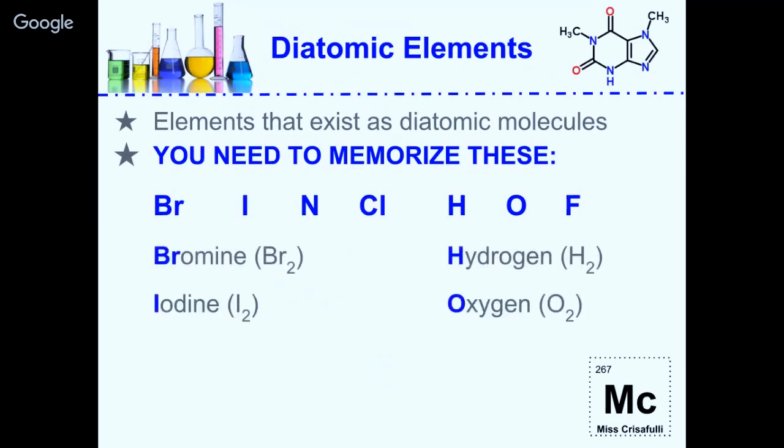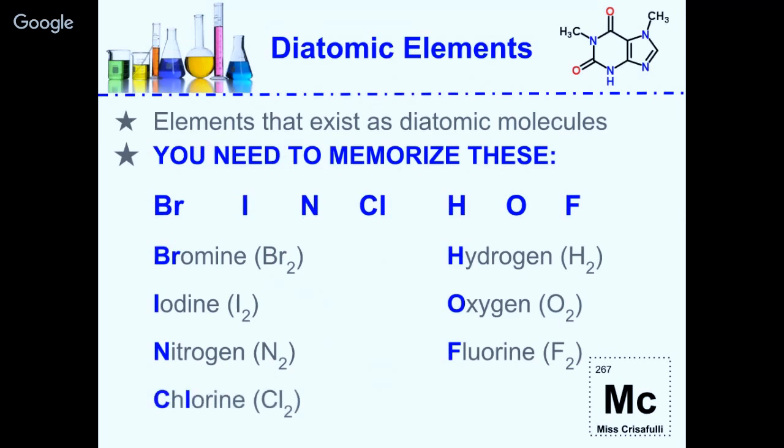So those are the 7 diatomic elements that you need to memorize. Because when we write formulas in the future, you're going to need to know how to write the element of bromine properly. It's not Br, it's Br with a subscript of 2. Same thing with oxygen. It's not O, it's O2.